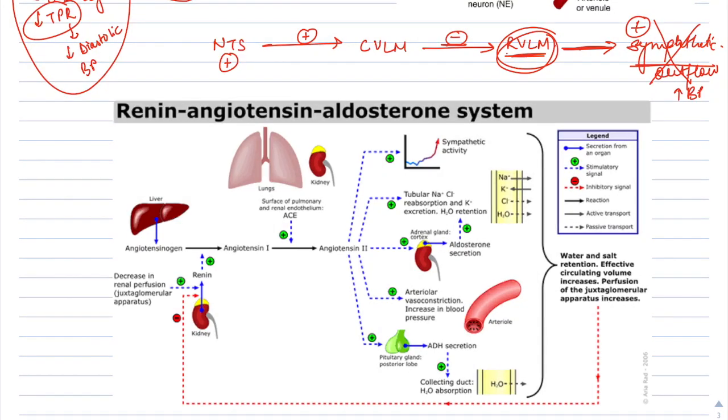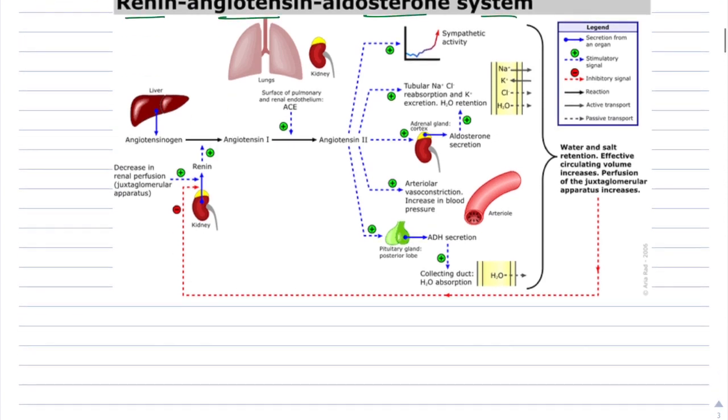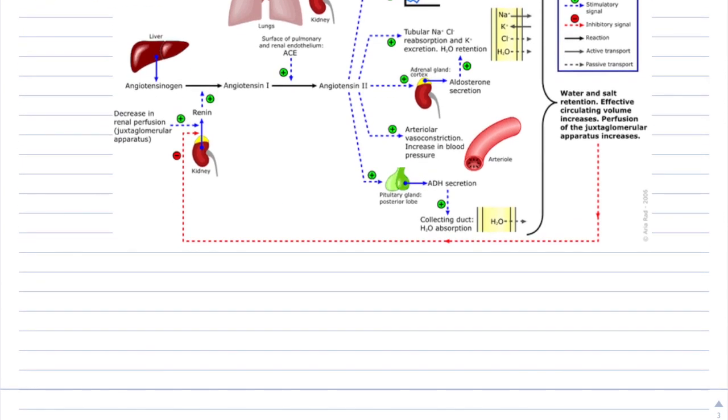So after the short-term regulation, we'll discuss the long-term regulation of BP. The long-term regulation of BP is done by the renin-angiotensin-aldosterone system, that is the RAS system. First, we'll discuss the three hormones. The renin, it is secreted by the kidneys. Angiotensin, it is secreted in the prohormonal form, that is in the angiotensinogen form through the liver, while aldosterone, it is secreted from the adrenal cortex.